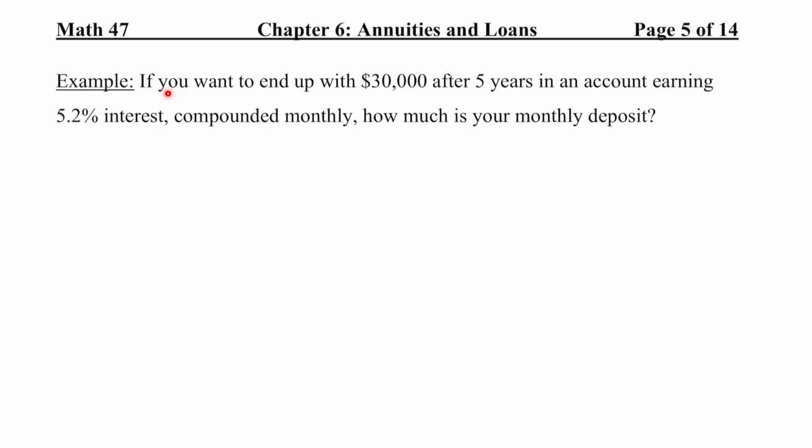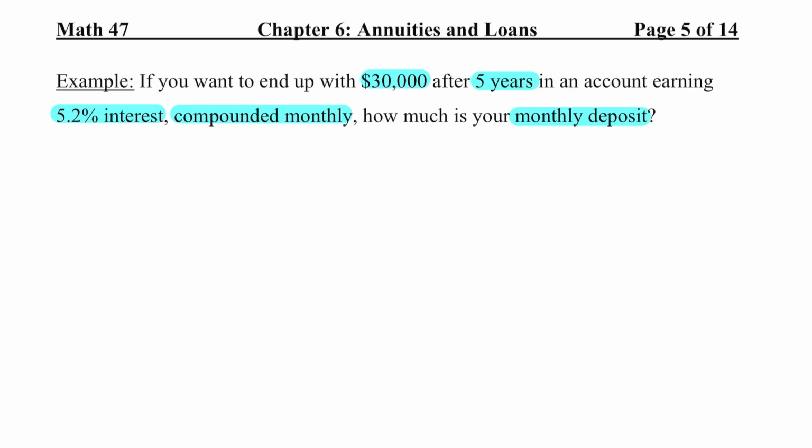Example, if you want to end up with $30,000 after 5 years in an account earning 5.2% interest compounded monthly, how much is your monthly deposit? I have an account that is earning 5.2% interest compounded monthly. I want to have it for 5 years, and I want to have $30,000 after 5 years. How much should I deposit monthly?